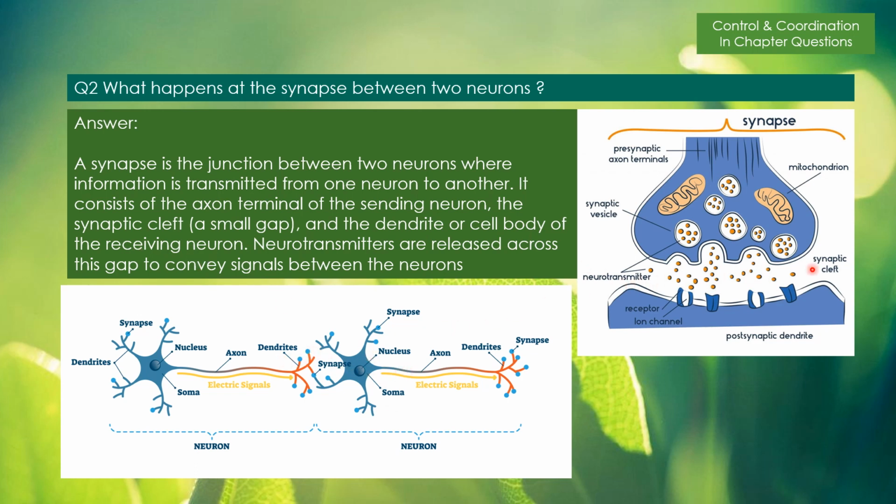So in between this, that is inside this gap, there are certain chemicals or neurotransmitters which are released. So this electric energy which comes gets converted into chemical energy, which is in the form of the neurotransmitters, which are received by the next neuron, and then it is again converted into an electric signal, and it is sent across through the next neuron. So neurotransmitters are released across this gap to convey the signals between the neurons.